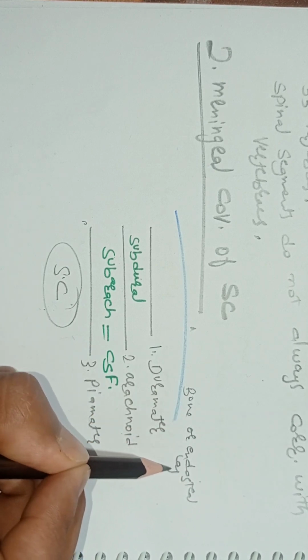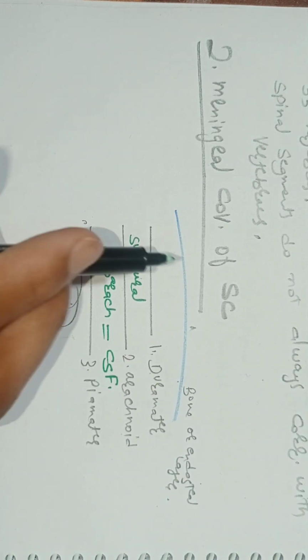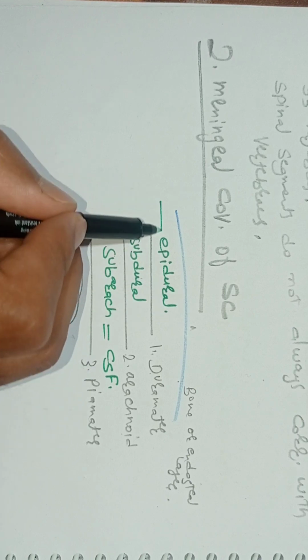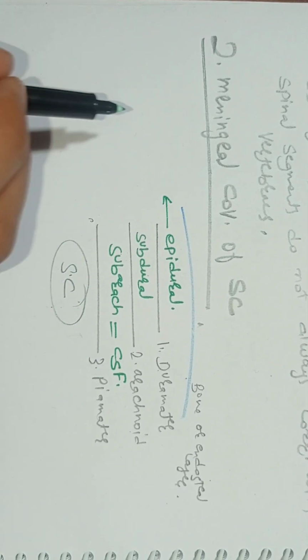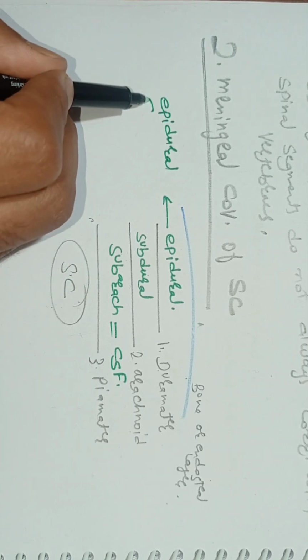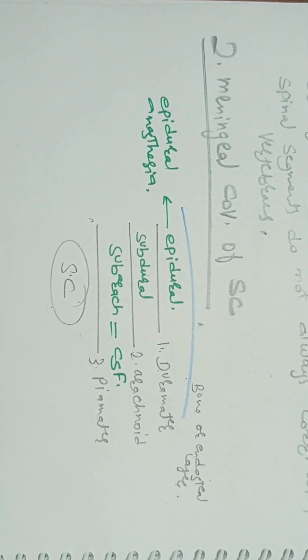Endosteal layer of bone. Clearly, the space between the dura mater and the bone, or the endosteal layer, is known as the epidural space. This epidural space is important because we give epidural anesthesia in this space. So these are the three meningeal layers that cover the spinal cord.